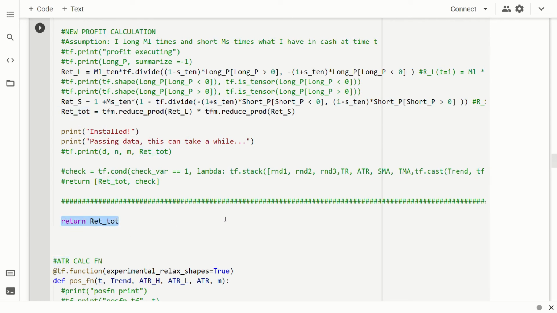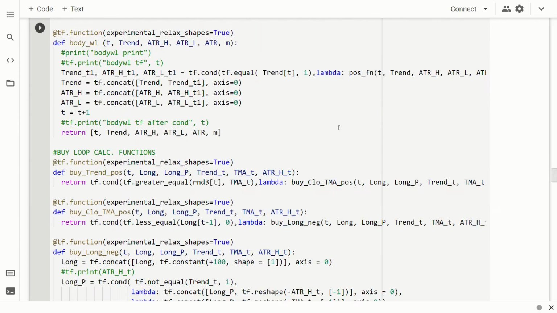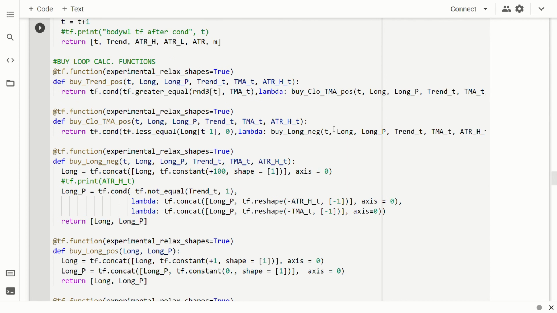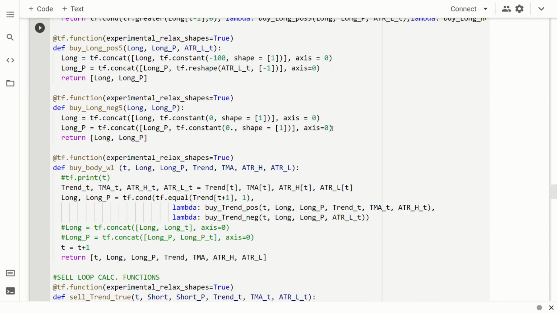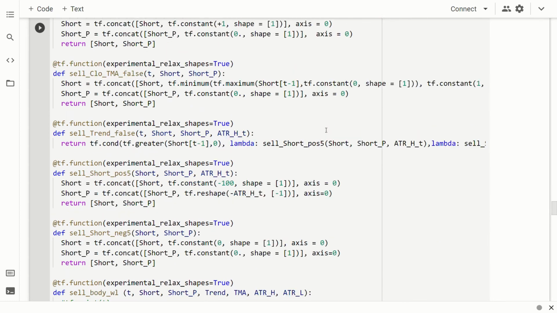A return, ret_tot, is the total return I get from shorting and buying the asset, the index in this case. So at the end of this function, I will get a return that can be positive, can be negative, I don't know, but I will get a single number. We will try to maximize this number. Those are other functions that are needed within the main function. Okay, I will skip all of that.